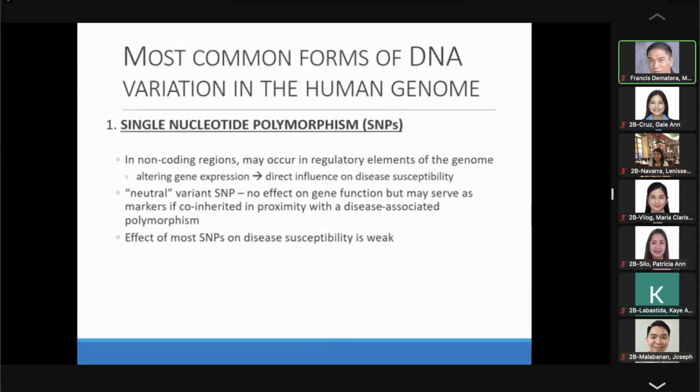Some SNPs are neutral variants, which have no effect on gene function, but they may serve as markers if co-inherited in proximity with a disease-associated polymorphism. The effect of most SNPs on disease susceptibility is weak, but it's still being looked into whether these can be used to develop strategies for preventing diseases.